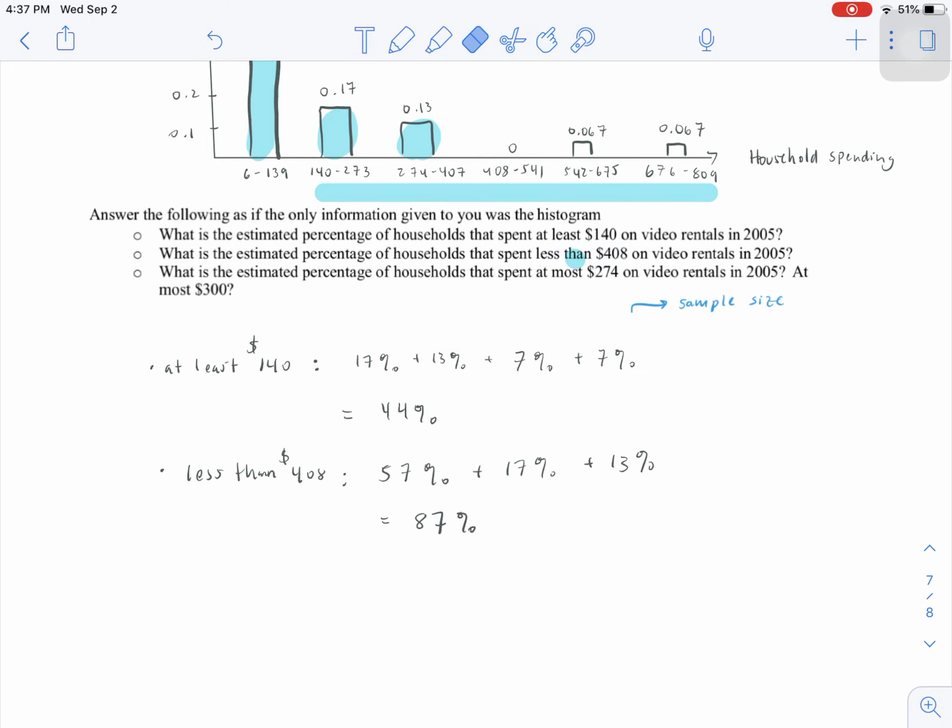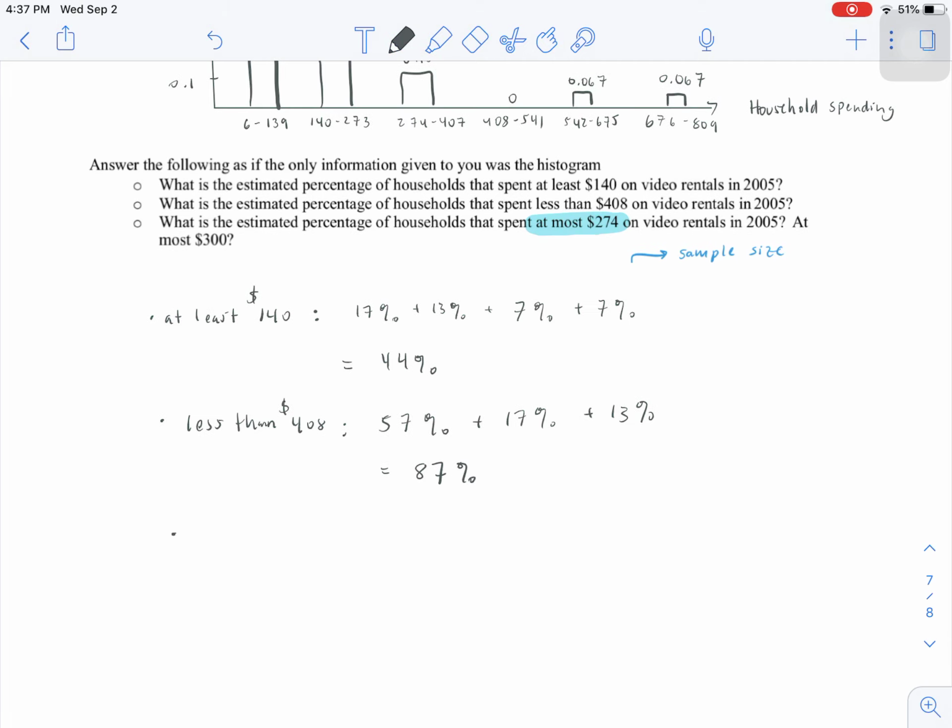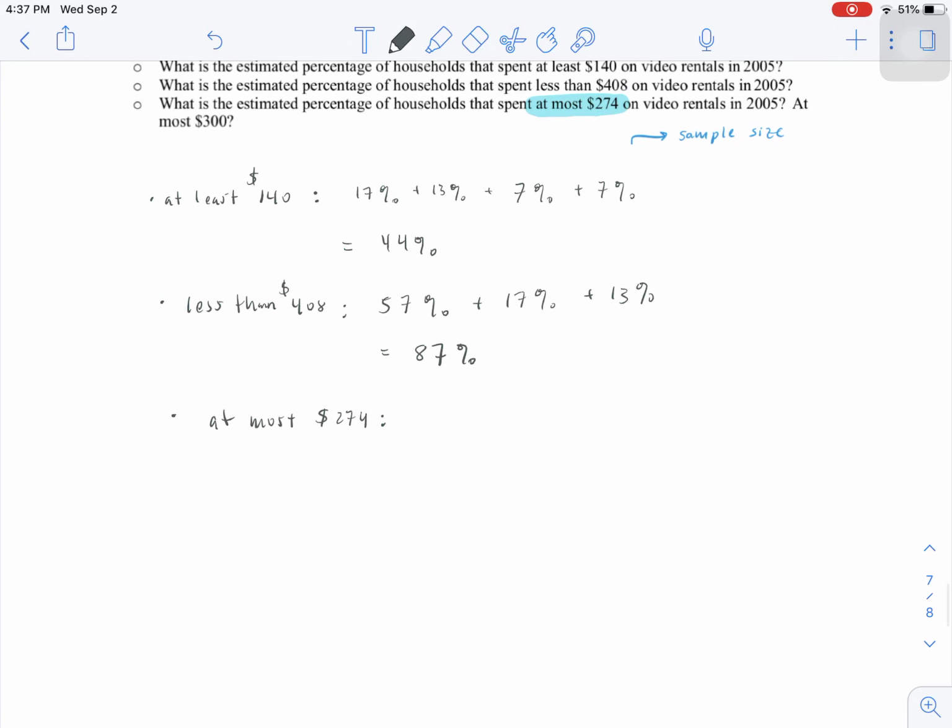Last, this is a two-parter. First, we want to know what's the estimated percentage of households that spent at most $274. This one is a little tricky. The wording is very important to be careful about. At most 274 means we want people who spent $274 or less than that.